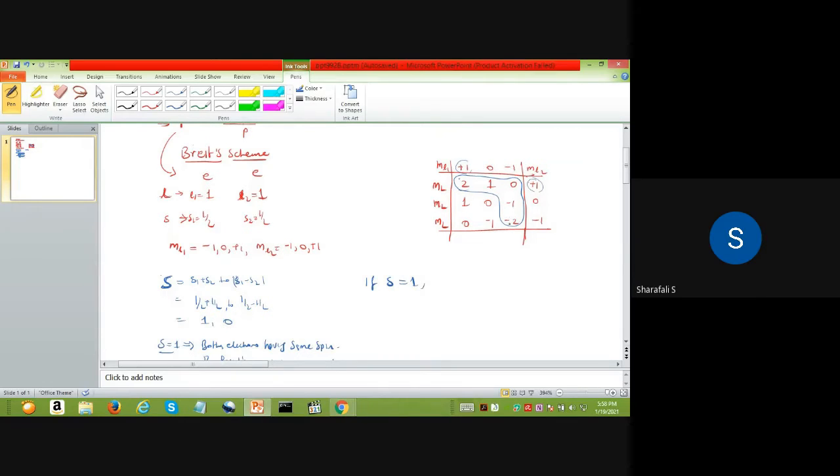This one, if you take, then it is -1 and 0, no problem. But when you consider -2 as your resultant ML value, then it is having both ML1 and ML2 which are same. So that is not possible, because this one and this one have the same ML values for both electrons. That is not allowed when S equal to 1. So this set is not allowed for S equal to 1. Now I will take another set like this.